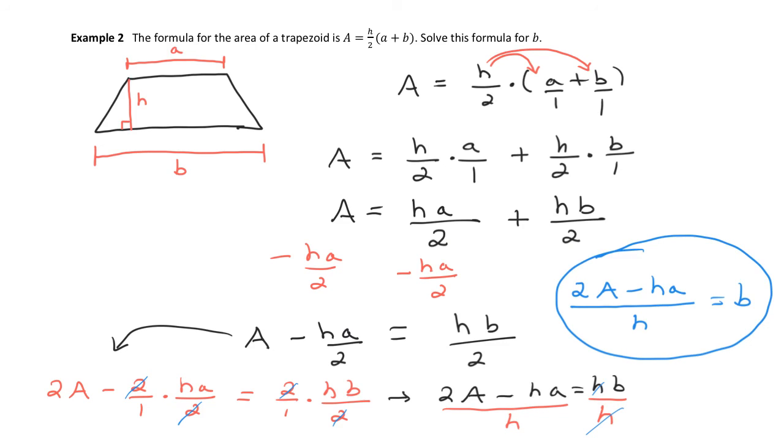So, just to kind of recap here, I wanted to get rid of all of the stuff on this side except for b, but I had to distribute this h over 2 in first. Once I did that, I combined them into a couple of fractions, and that way I could see what I had to do to both sides. I had to get rid of this, so I subtracted it from both sides. I then wanted to get rid of this 2 and this h, so I first multiplied both sides by 2, and then I divided both sides by h.